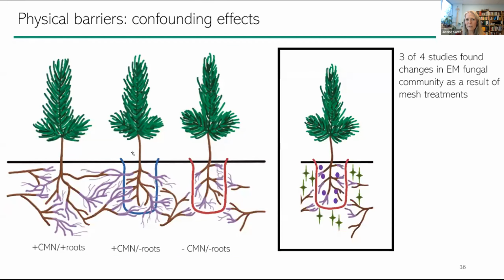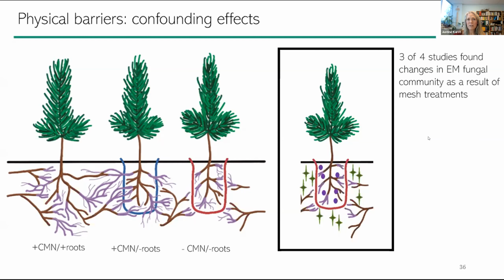So the other confounding factor with this experiment when we're using these mesh bags is that we might be changing the fungal community composition inside versus outside of the bag, and how much that fungal community changes between inside and outside of the bag might change depending on the treatment. So across all the studies we looked at, only 4 actually measured mycorrhizal fungal community composition inside and outside of the bag.